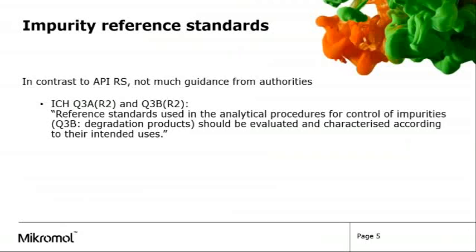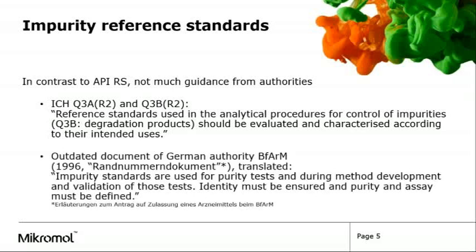So when we think about impurity reference standards, in contrast to reference standards for APIs, there's really not too much guidance from regulatory authorities about characterization. In ICH Q3A and Q3B, it is stated that if you use reference standards in analytical procedures for impurities, they should be evaluated and characterized according to their intended uses. And you'll hear this theme of intended use throughout the discussion today. Also, a similar document from even further back from the German regulatory authority pretty much says the same thing: if you're going to use impurity standards, their identity must be ensured and the purity and assay should be defined.